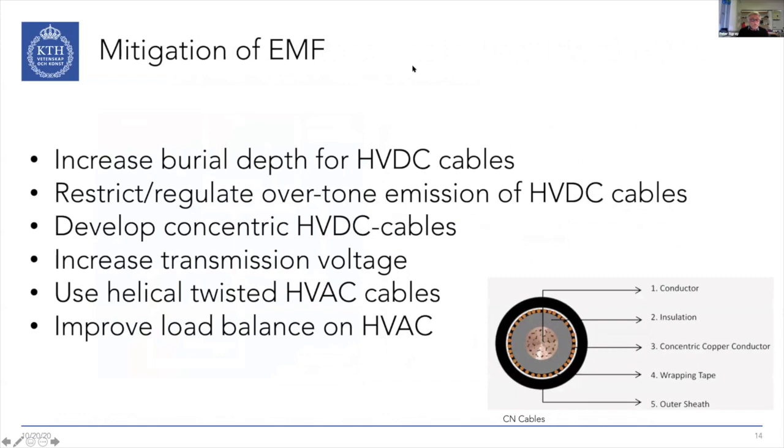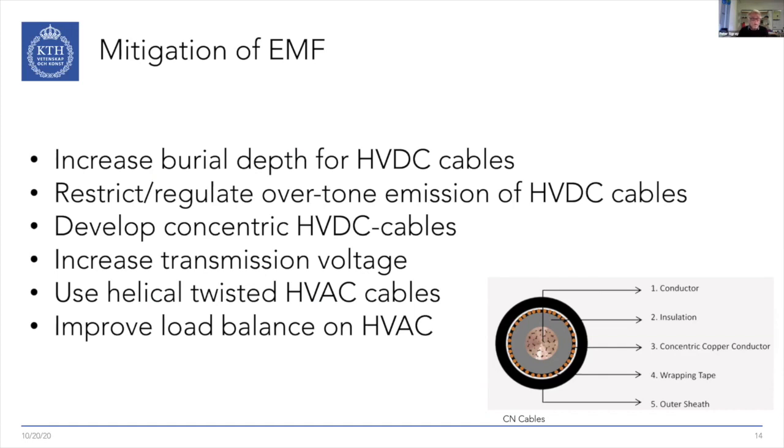So mitigation on EMF, there's not much done on that. So this is more my private list on it. One can increase burial depth of the cable if you want to decrease the DC part of the magnetic field, but not the AC part because it spreads much more.